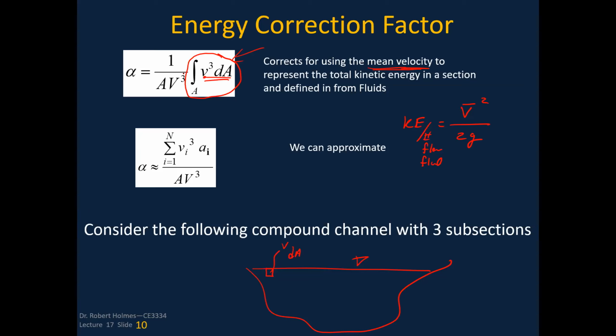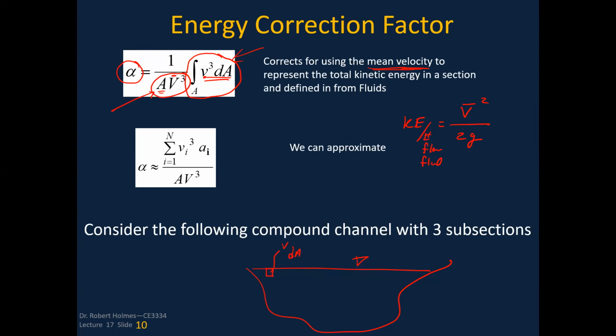Now, what we're doing to estimate the total kinetic energy with the mean velocity is this, where we take the total area and the mean velocity and take it to the cubed, and we end up getting an estimate of that total kinetic energy. The alpha is a fudge factor.